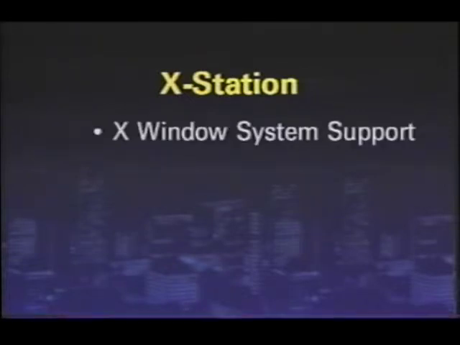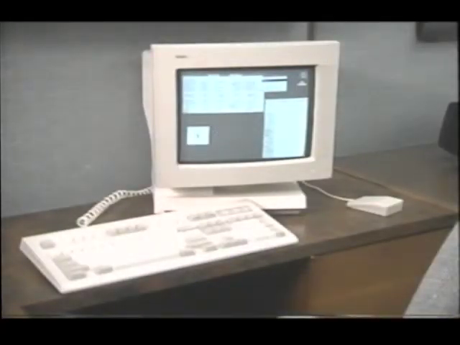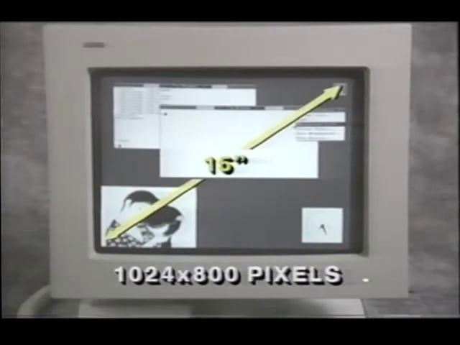Technically, the NCR Towerview fits into the category called X Station, indicating that it supports the X Window System server software locally, without local Unix processing, nor the associated costs of Unix hardware. The NCR Towerview unit includes the monitor, the keyboard, the mouse, and the electronics which drive the unit and communicate with the host. The 15-inch monitor has a high-resolution screen, comparing favorably with workstations costing as much as $3,000 more.